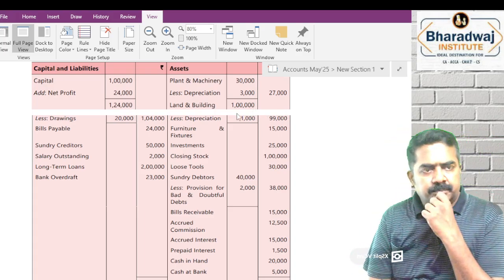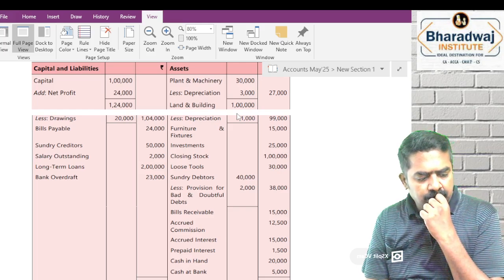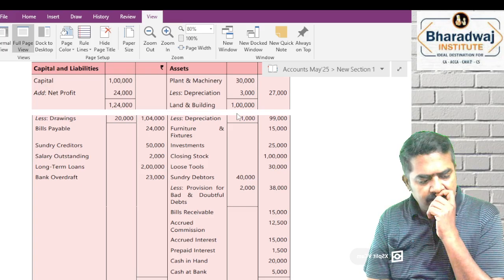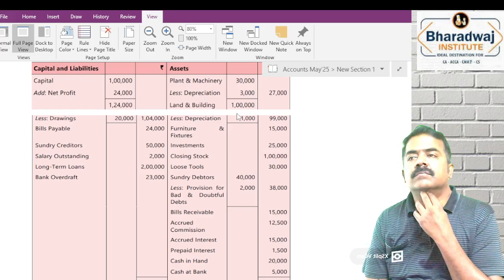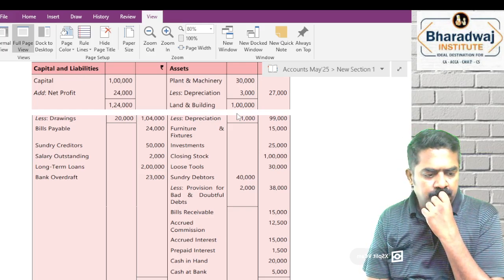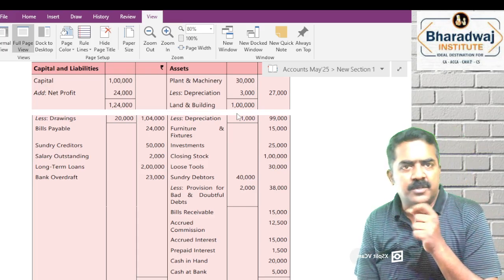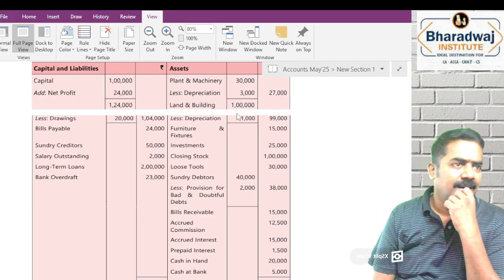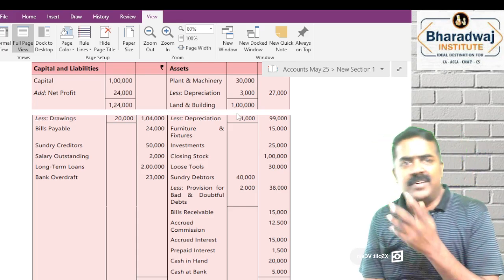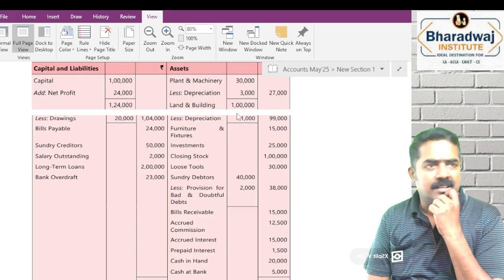Shall we? Done. So we'll stop with this for manufacturing concerns. Next we'll do trading concerns. Only when we understand this, then we can understand better the single entry system or incomplete records.